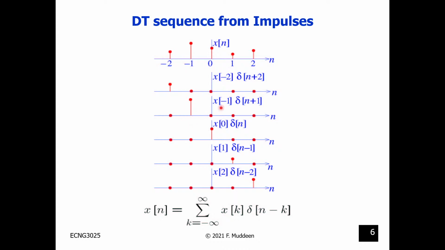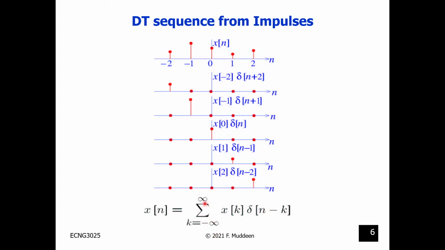Similarly, for -1, it's going to be the same effect. At 0, it's going to be the same thing. At 1 and at 2, we basically just manipulate the equation as such. And then if we want to reconstruct the entire signal, we just represent this as a summation series of each one of these extracted values, where it's going to be x of k multiplied by delta of n minus k.